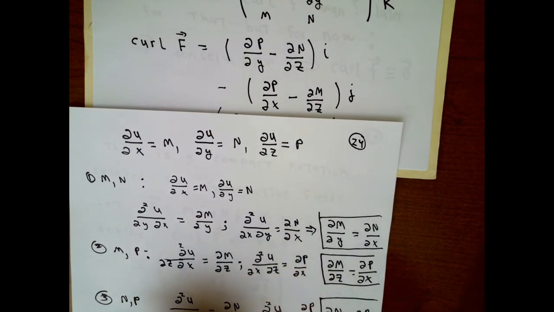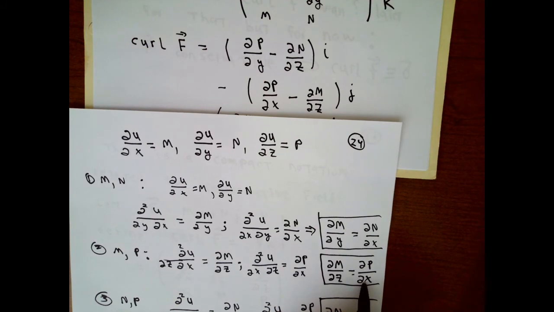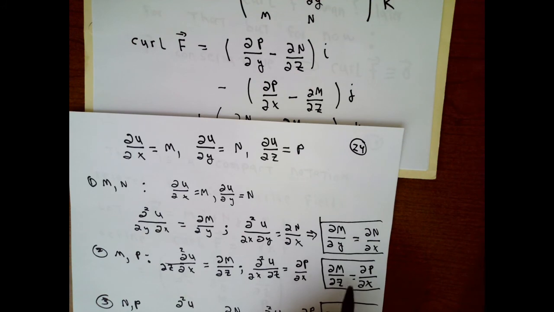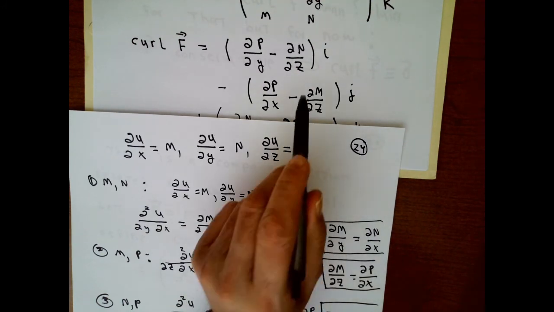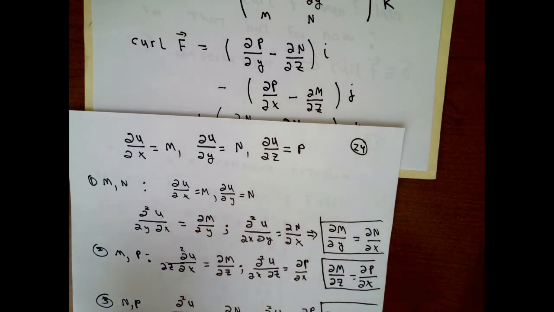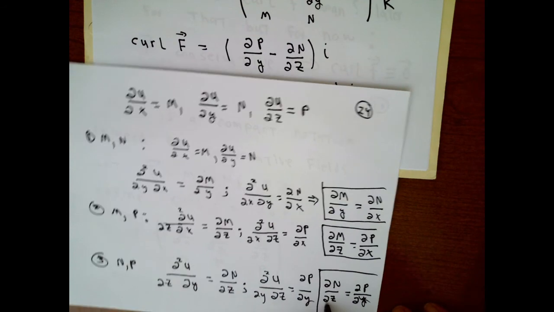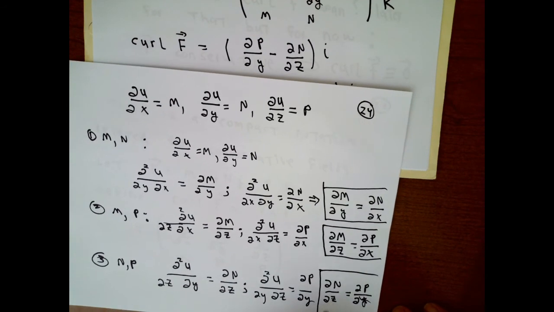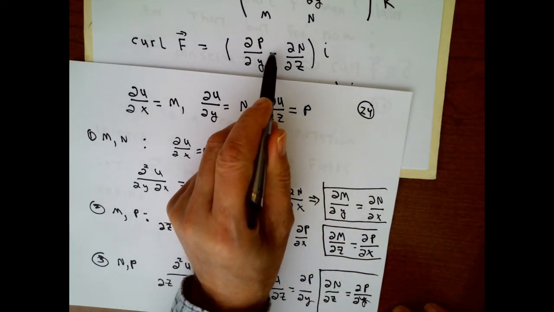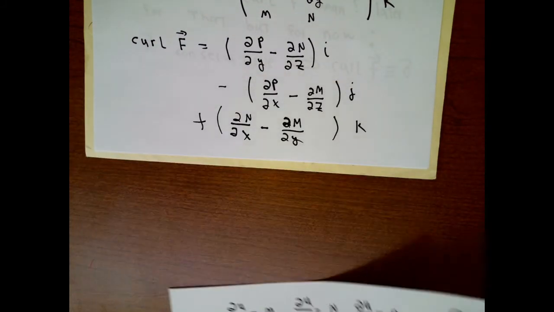Another thing that has to be true in order to have a conservative field is partial of p with respect to x has to equal partial of m with respect to z. If this were true, this component would be 0. And lastly, partial of p with respect to y has to equal partial of n with respect to z. If my field f were conservative, this would have to be 0.